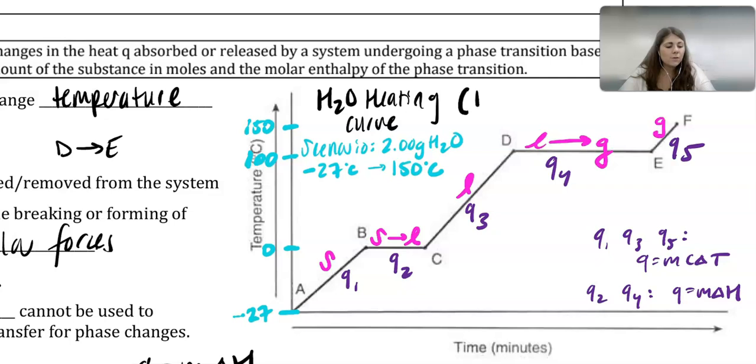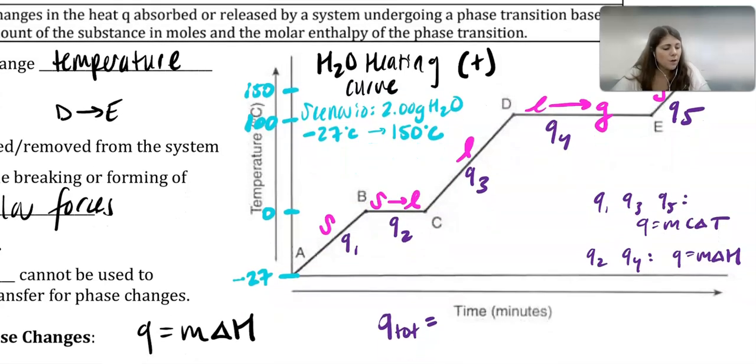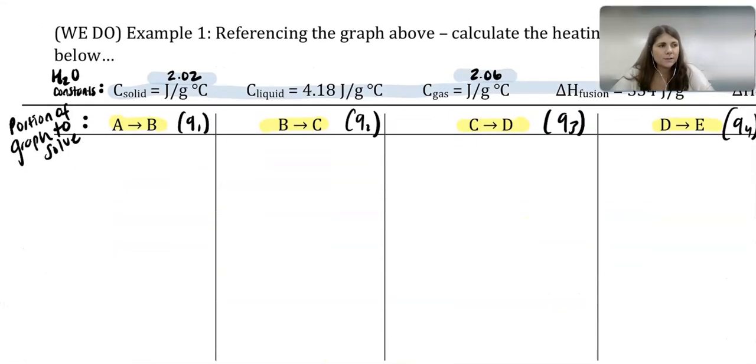Also, this is an endothermic graph because it's a heating curve. It's absorbing energy to break those intermolecular forces. All of our Q values need to be positive. After we solve for every single Q, we will take the total of all the Qs that we collected to get our overall Q for this reaction, okay? All right, so let's start this off.